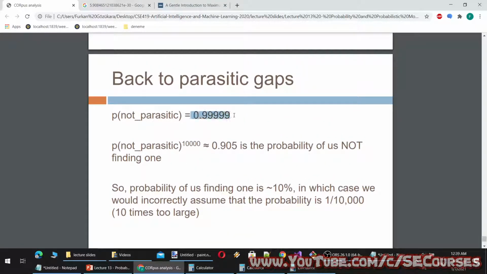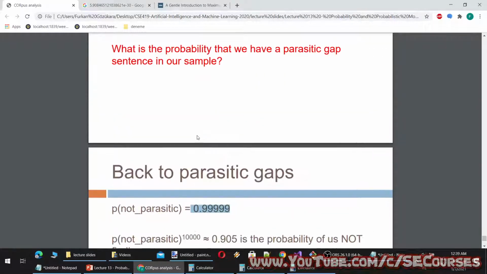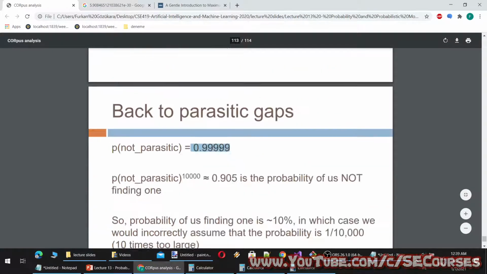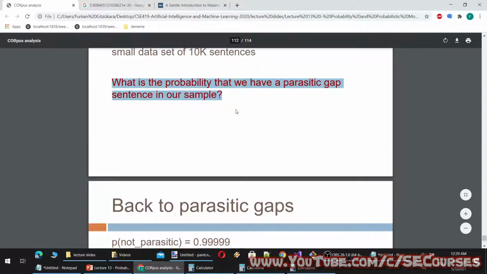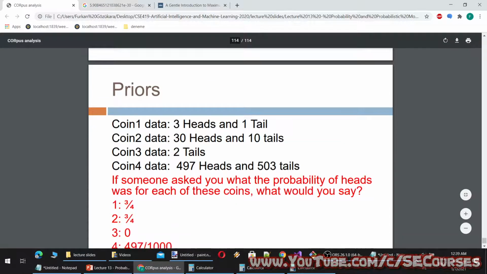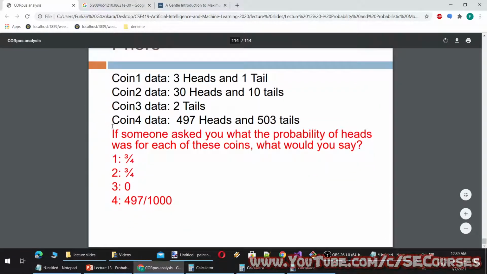Say the probability of being parasitic is 1 over 100,000. You see, this data is extremely unbalanced in this example. So what can we do? The probability of us finding one is about 10%, in which case we would incorrectly assume the probability is 1 over 10,000. It is 10,000 times too large. So, the solutions, let's see.